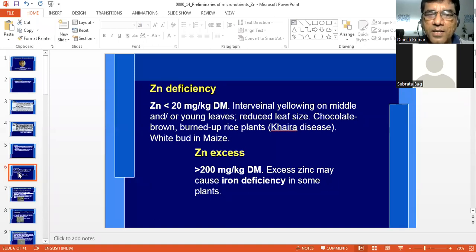When you transplant the crop and then tillering occurs, tillering is reduced. In this case, there may be death of the seedlings in rice if it is zinc deficiency. It means if your soils are deficient in zinc, the tillering will be greatly affected. And if zinc is in excess, more than 200 milligram is the critical level for toxicity, that is 200 ppm or more in dry matter. And excess zinc may cause iron deficiency in some plants. This is also important.